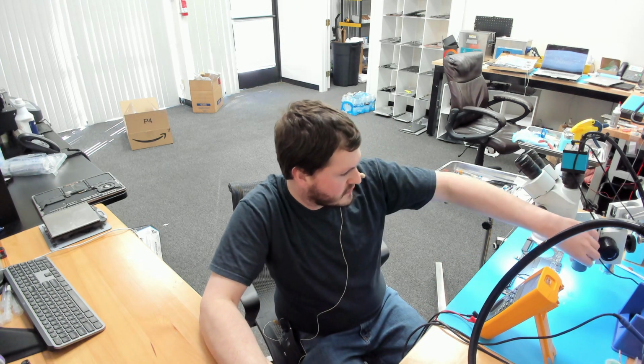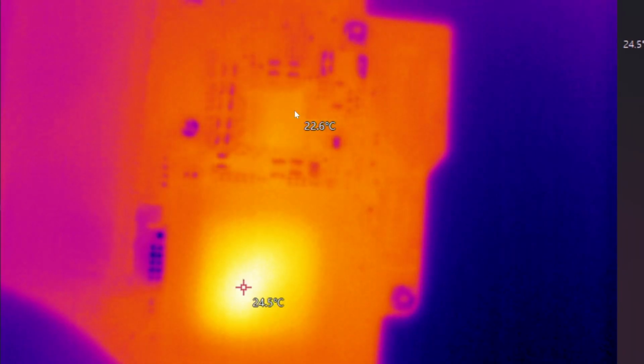Because thermal imaging has a potential to save us a lot of time. It's easy to do, and it takes very little time to do it. So we're going to go ahead and give that a shot right now and see if we find anything that is of interest. Okay, we're going to go ahead and take a look at this board under the thermal imager.